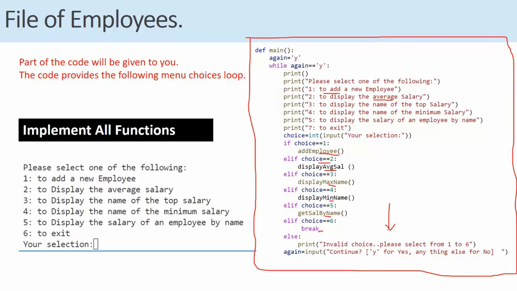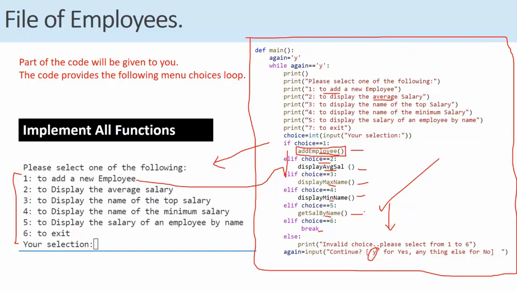Every time, the program is going to ask you whether you want to continue or not. This code is available to us. But what we need to do is implement the functions. This code will show you this menu. It's a while loop. While again is equal to true, keep doing this until the user inputs no. So you will get this menu, and if you choose one, what is missing in the example is that we need to implement all these functions: add employee, display average salary, display max name, display minimum, maybe 5 functions, not 6.